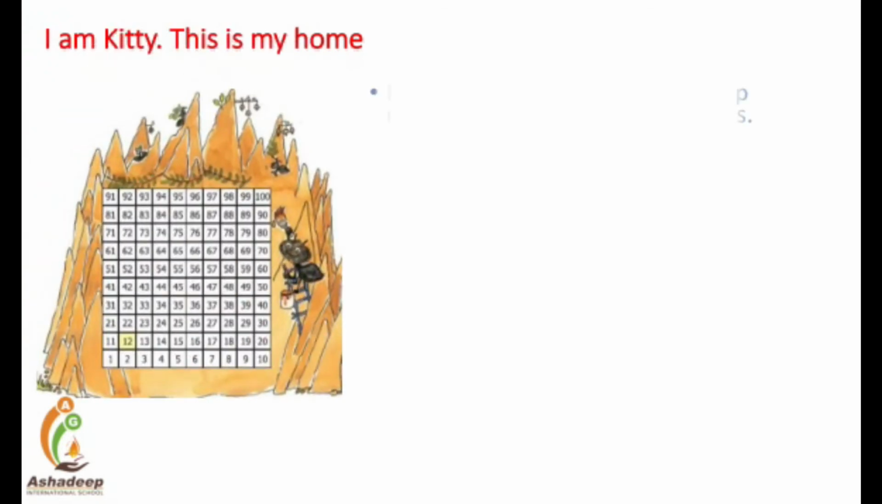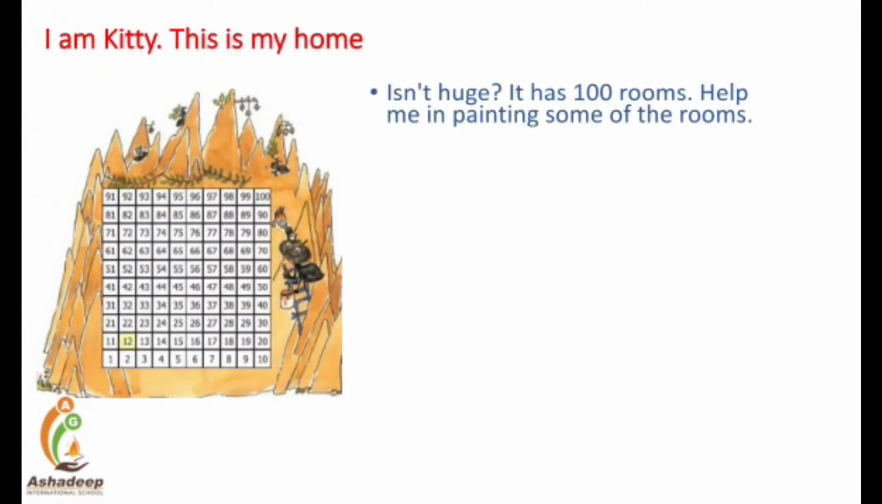I am a kitty. This is my home. See, in this figure, the kitty's home is given, right? And in the kitty's home, there are 100 rooms. See, isn't it huge? बहुत बड़ा है. Yes, it's 100 rooms. Help me in painting some of the rooms. उसको अपने rooms को paint करना है. How do we help her, right?